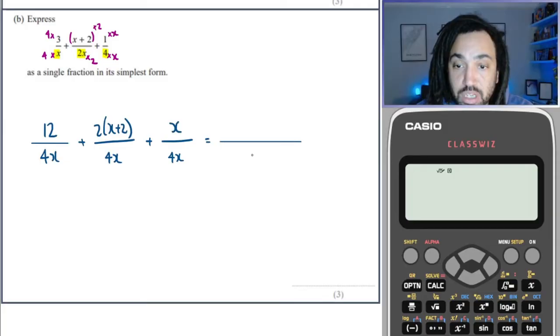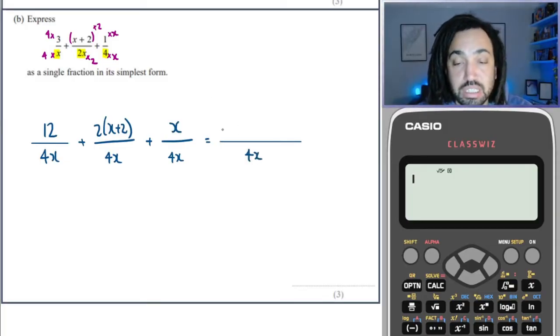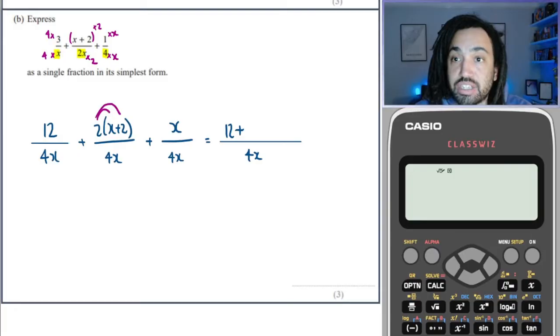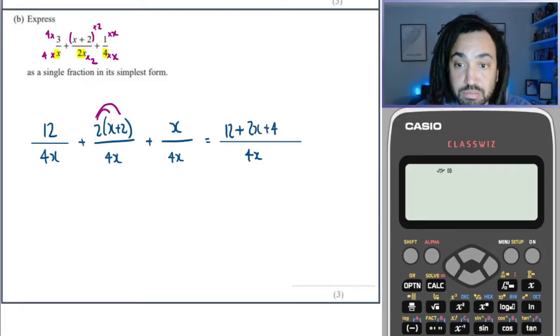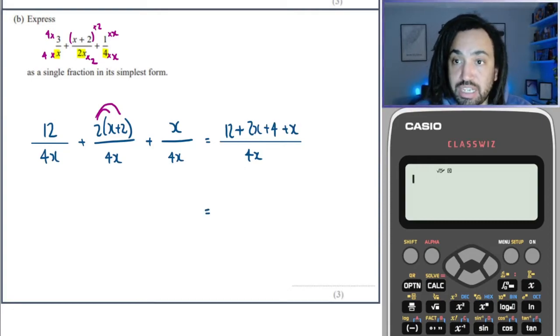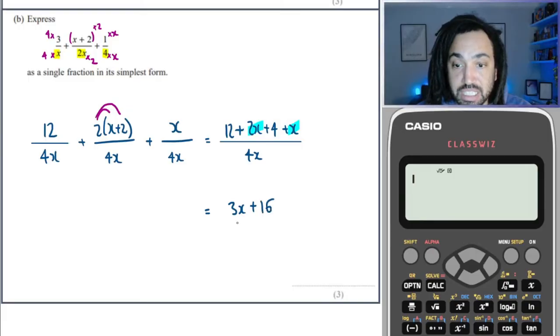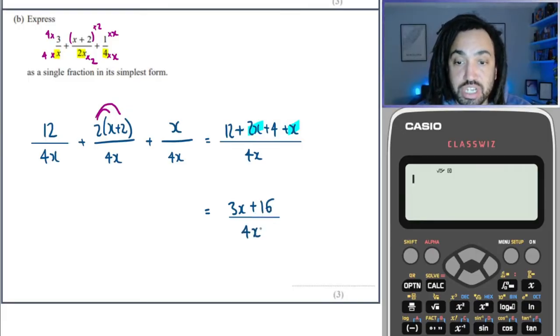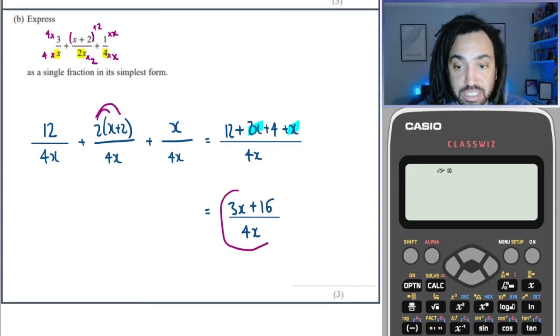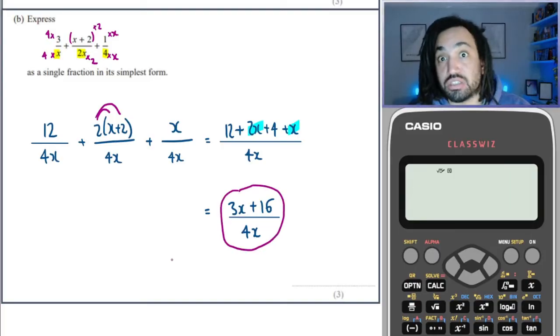So now I can write it all over the common denominator of 4x. And the numerators I add. So I have 12 plus, I'll multiply out these brackets as well at the same time. I get 2x there, and I get plus 4. And then plus the x at the end as well. Okay, now time to simplify, collect up the like terms on top. I've got a 2x and a 1x, that makes 3x. And I've got a 12 and a 4, which makes 16. And then the last thing to do is check, can I factorise that numerator? I can't, they don't share any factors, 3x and 16. So if you can't factorise, you can't simplify.